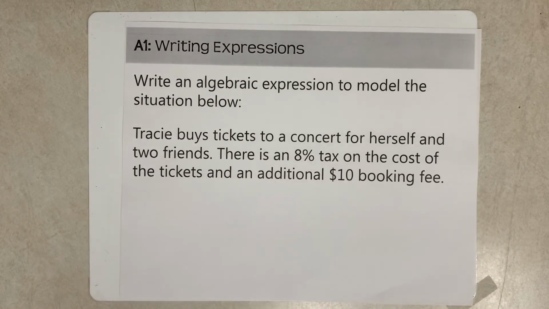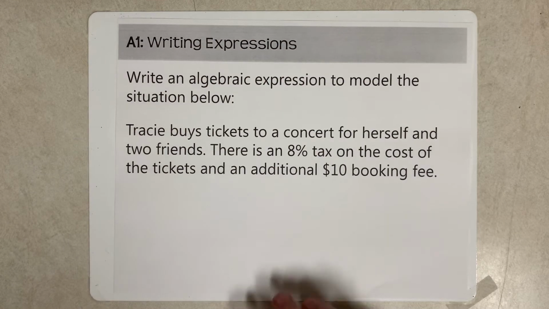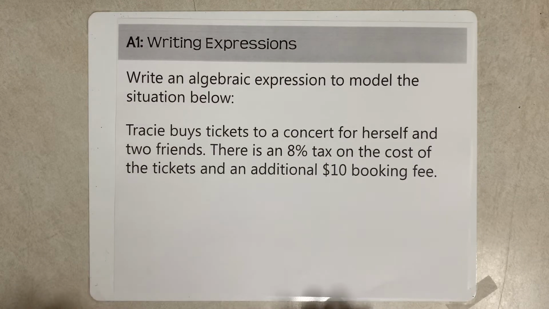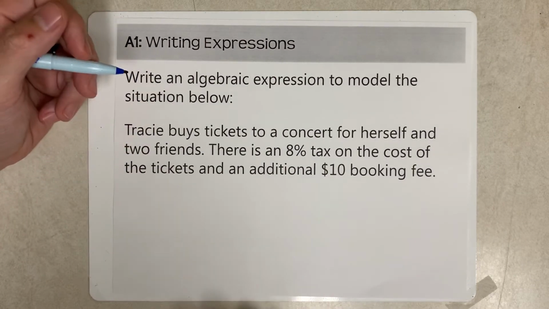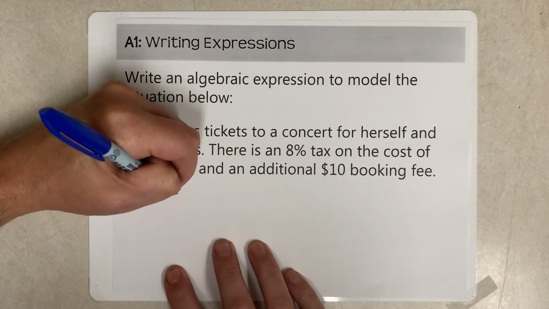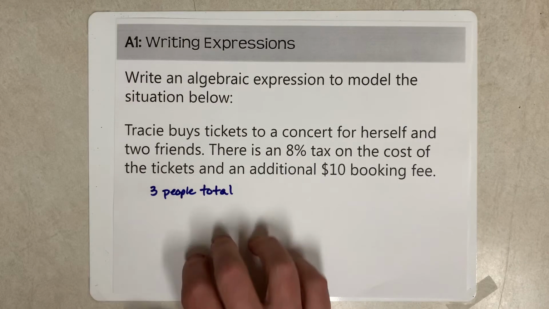All right, so now we've got something a little different. Tracy buys tickets to a concert for herself and 2 friends. There's an 8% tax on the cost of the tickets and an additional $10 booking fee. All right, so let's take a look at that. So we have Tracy buys tickets to a concert for herself and 2 friends. Okay, so how many people are there total? So there's her and 2 more people, which will be 3 people total. That will probably come in here somewhere.